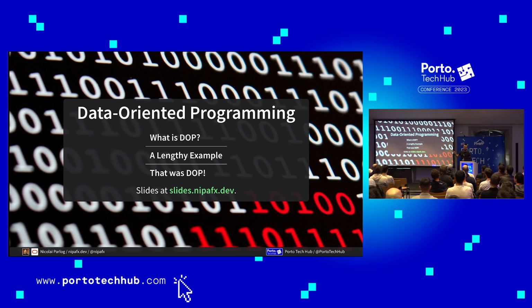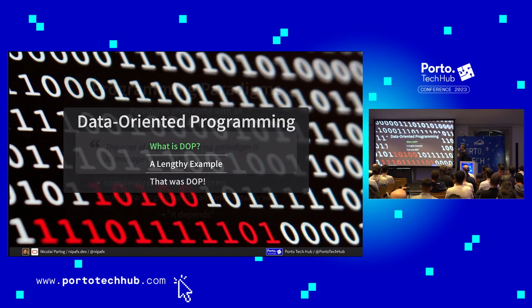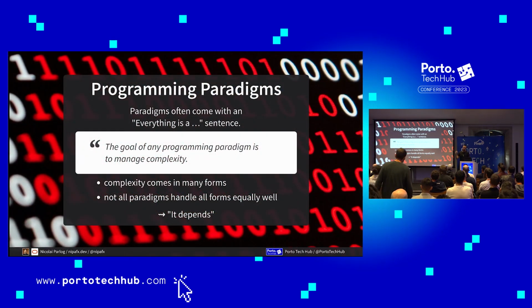So we're going to talk about data-oriented programming. I'm going to start with a definition that is somewhat useless. And then we're going to have a lengthy example where we apply those steps, and then we have a little retrospective at the end to see what we just learned. So let's start with what data-oriented programming is, or more generally, what programming paradigms are.